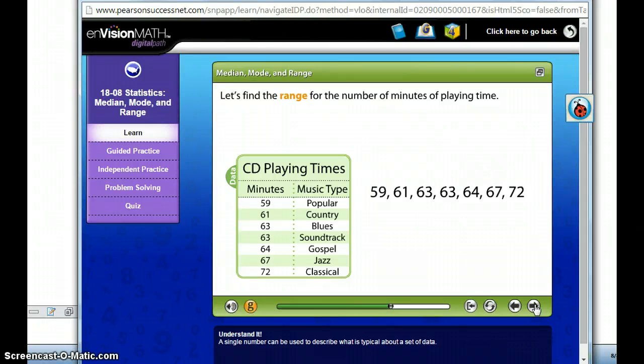What does range mean, Ethan? Take the littlest number and the biggest number and subtract them. Yes, take the high minus the low. Identify the range, or the difference between the greatest and least values.